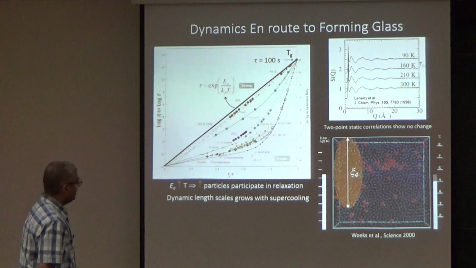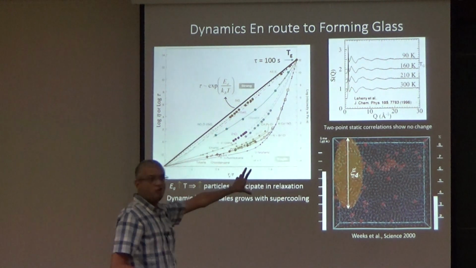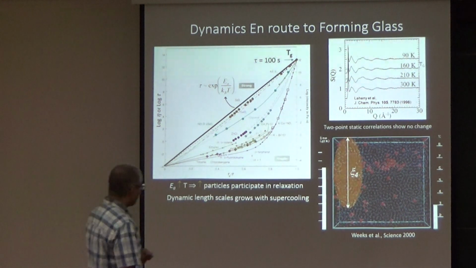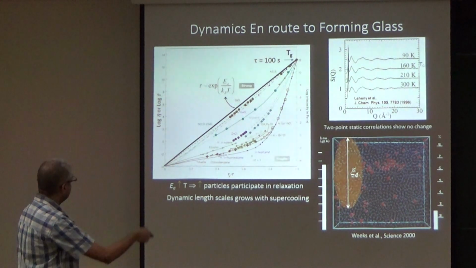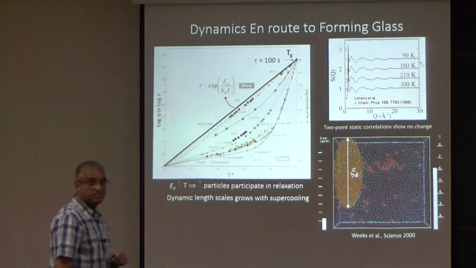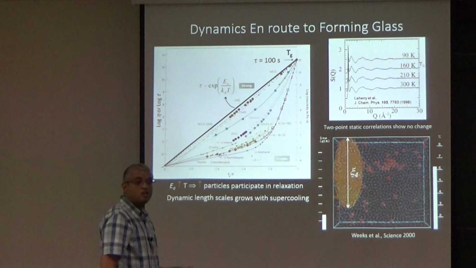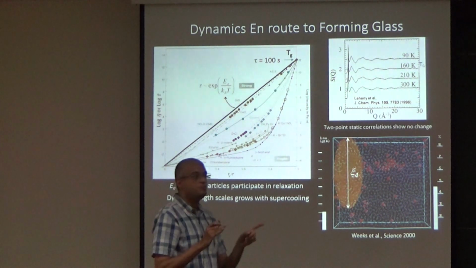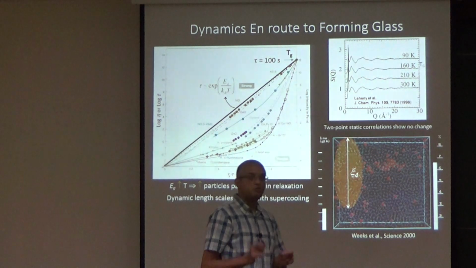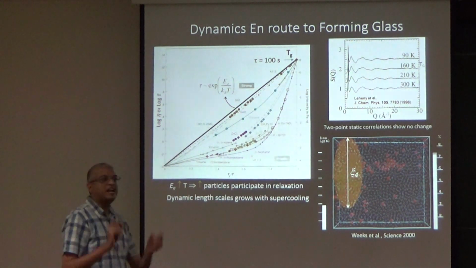And what you do find is that you can associate a length scale with these heterogeneities. As you start cooling the liquid, as you start approaching the glass transition temperature, this length scale grows. But it is purely a dynamical length scale because you're looking at mobilities, you're not looking at static order.